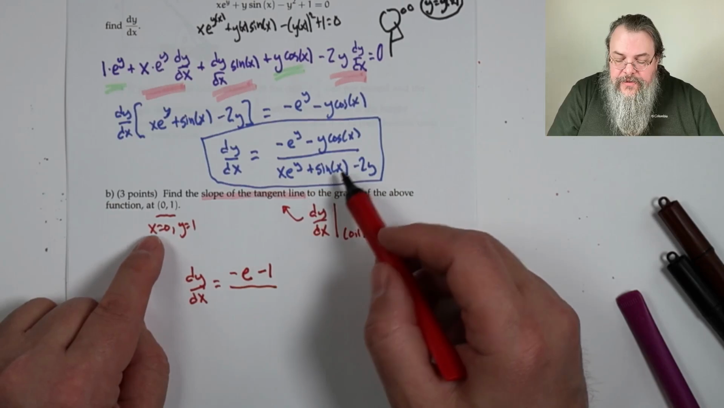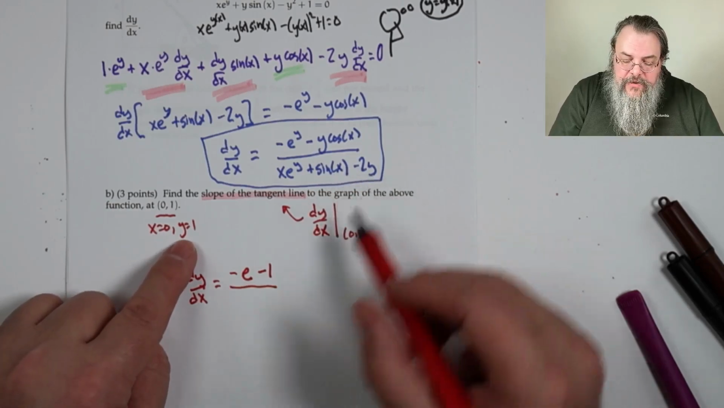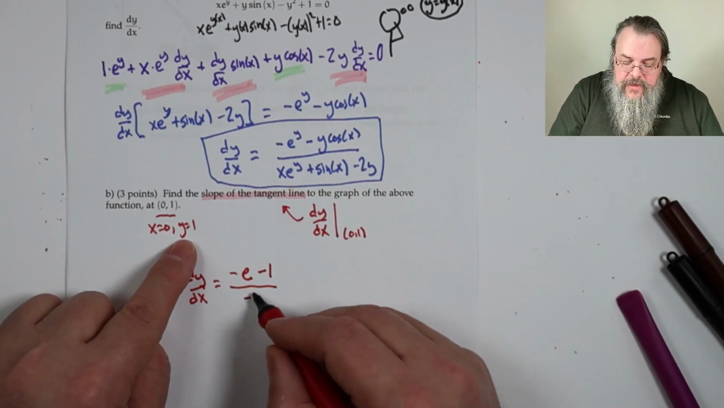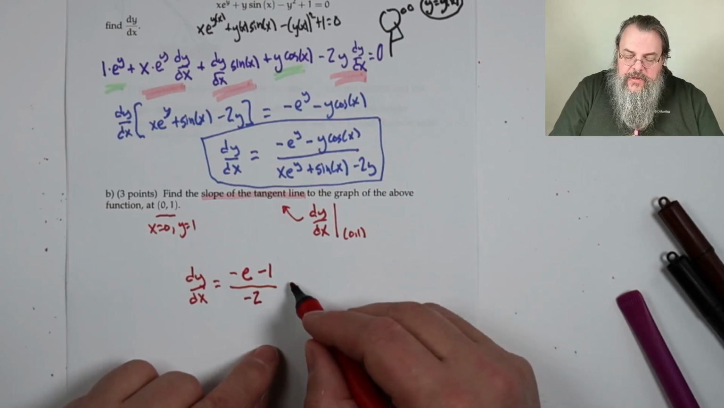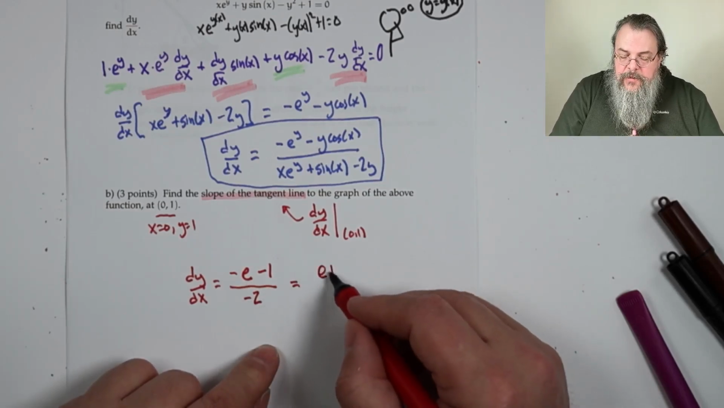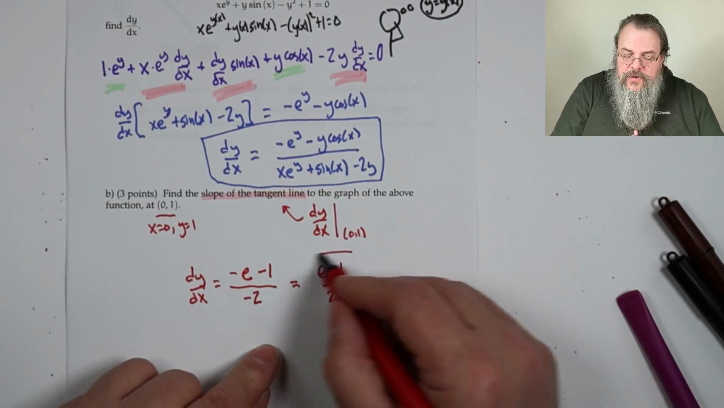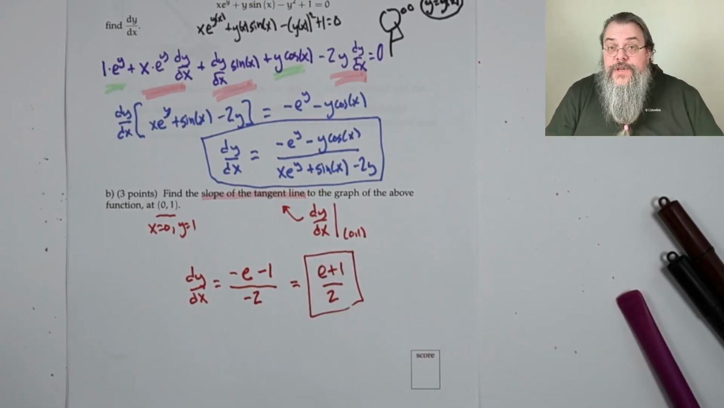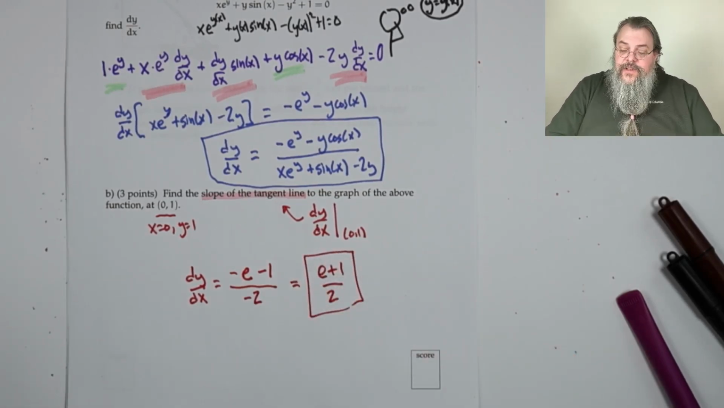Sine of 0, 0 goes away. We have minus 2 times 1, which is minus 2. Well, everything has a negative, so we'll just multiply top and bottom by a negative here. E plus 1 over 2, and we're done, because that's what it asked us to find.